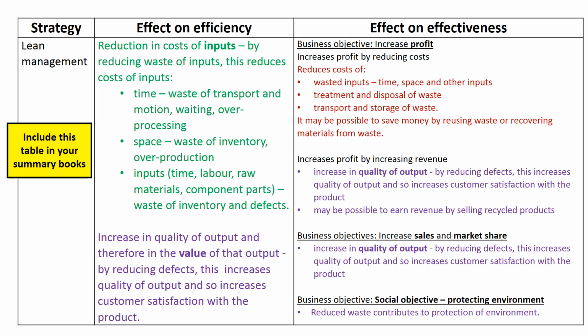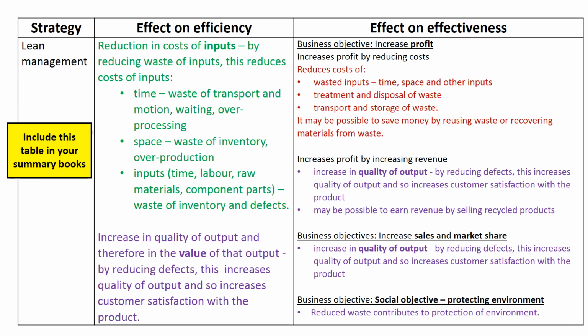The second way in which lean management increases efficiency is by reducing defects. This increases the quality of the business's outputs and therefore increases the value of those outputs to customers, because customers will be more satisfied with the business's products.